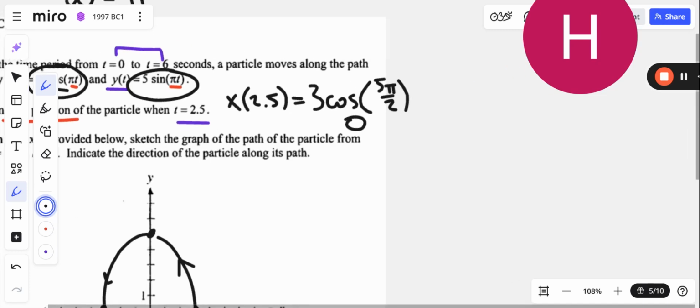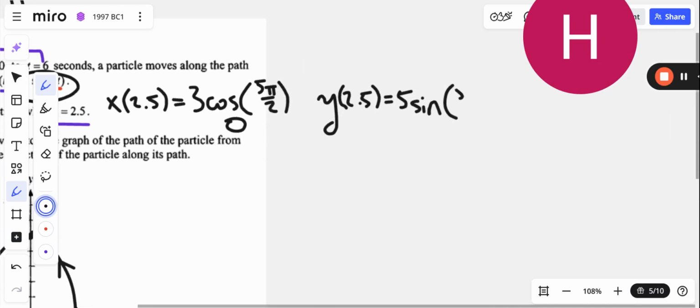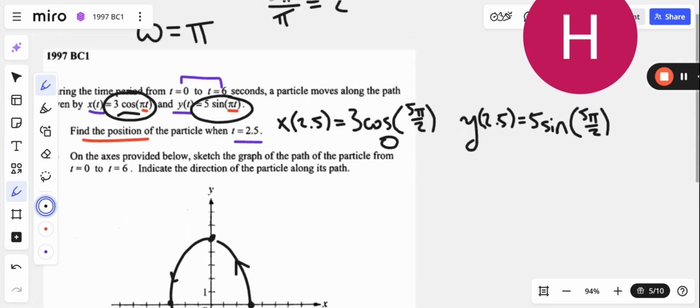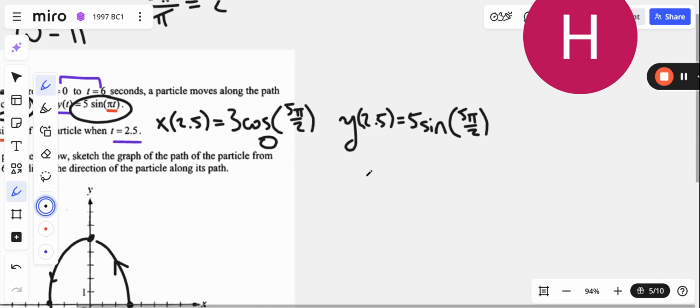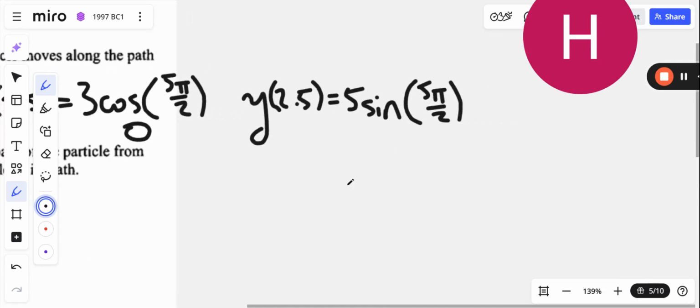Not too bad. Let's look at the y value. Y of 2.5, that's going to be 5 times sine of 5 pi over 2. Now, you'll notice 5 pi over 2, because I know you're familiar with your unit circle, because you have no business watching this video or trying these problems if you can't do the unit circle. I'm being serious about that. You know that that's the same location as pi over 2. So this is going to be 5 times sine of pi over 2, basically, which is 1.